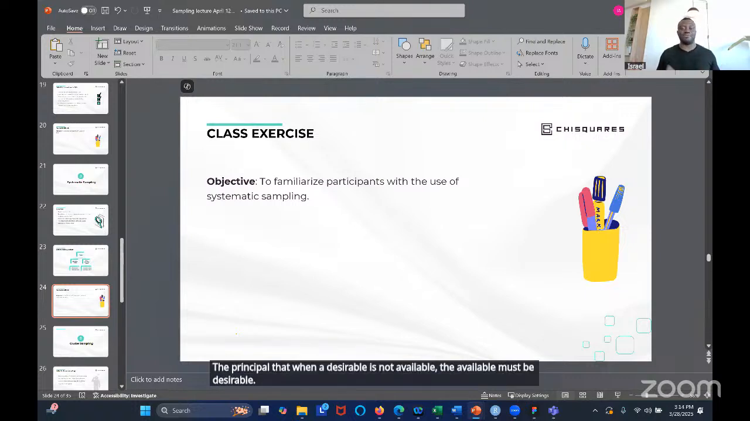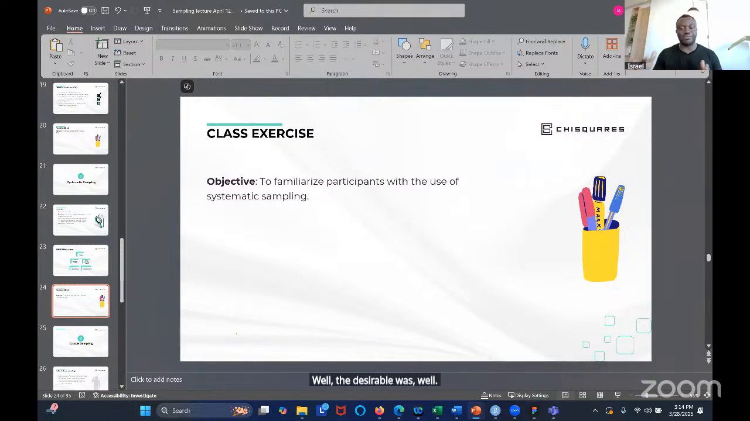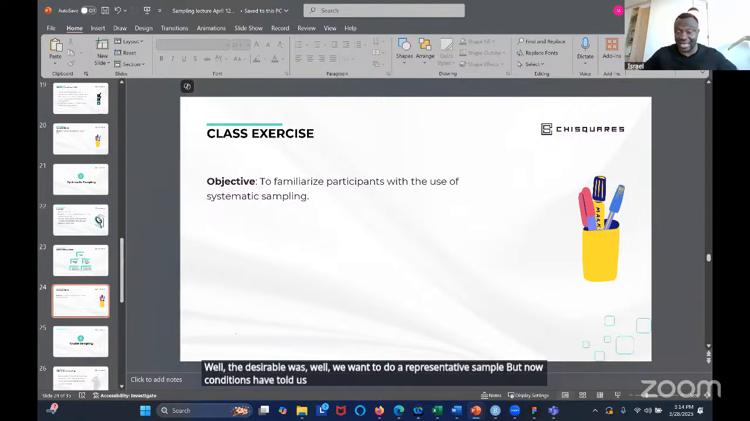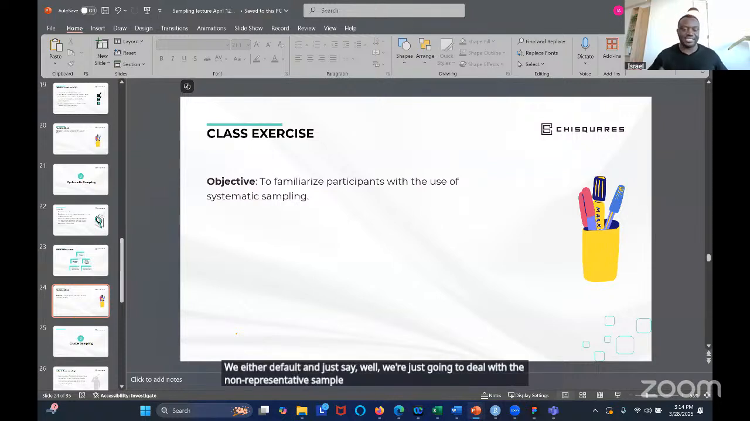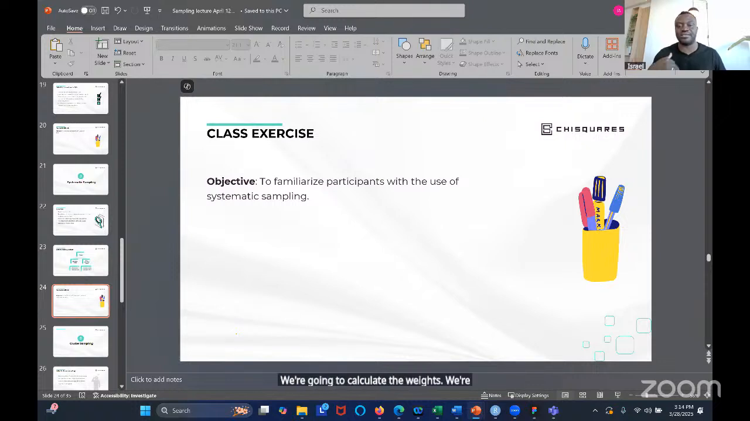Well, the desirable was, we want to do a representative sample, but now conditions have told us that it's clear that our sample is not representative. We either default and just say, well, we're just going to deal with a non-representative sample, or if we're stubborn, we can say, well, we're going to calculate weights. We're going to use calibration weights. So that's part of what we're going to cover in this syllabus.